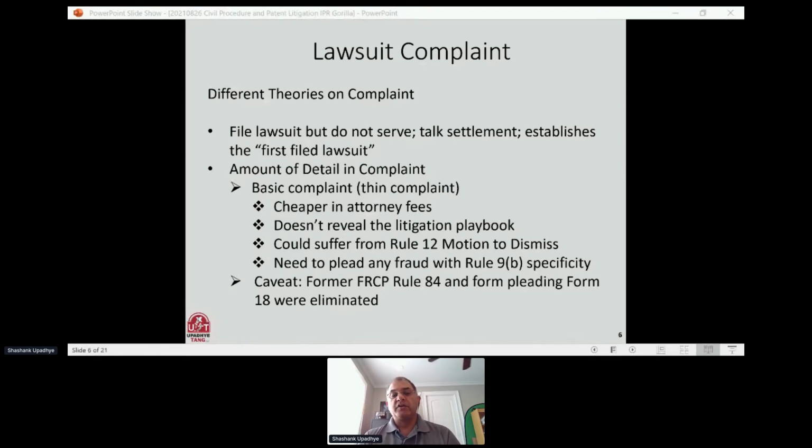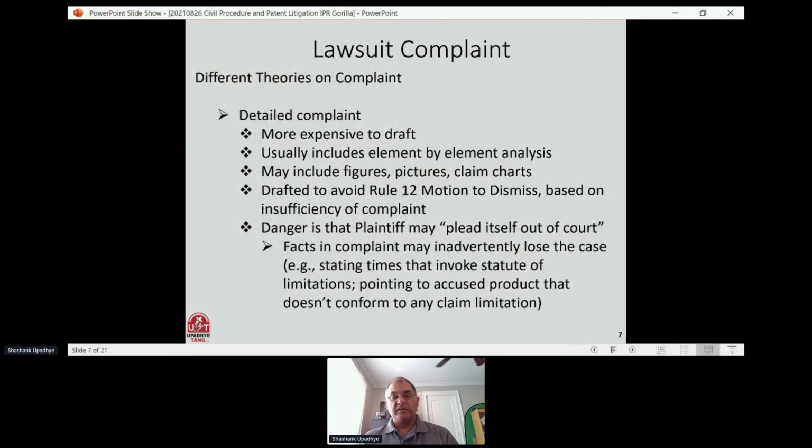But the problem is that it could suffer from a Rule 12 motion to dismiss, which we'll talk about in a few more slides. And then, in addition, you need to plead fraud with what they call Rule 9(b) specificity, right? So there is this tension in how much detail you're going to want to put into your complaint.